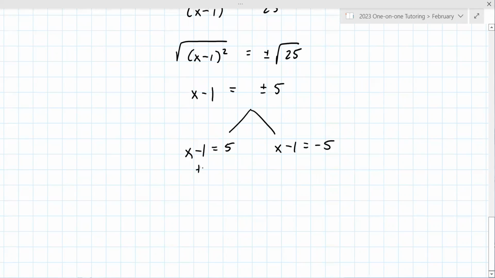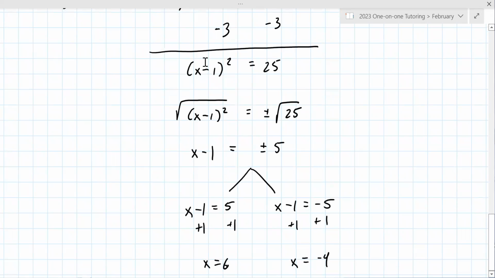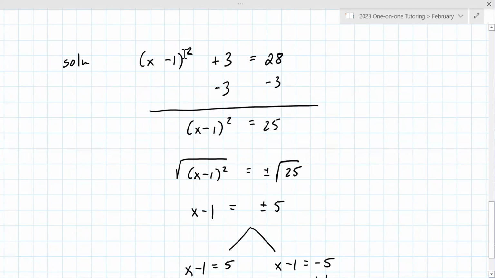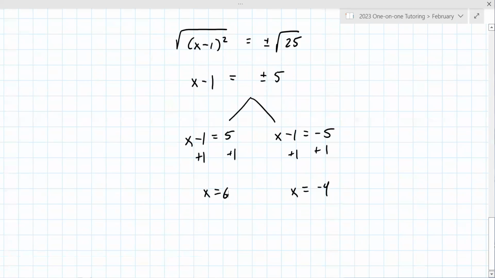When that happens, you're going to add 1 to both sides. x equals 6, x equals minus 4. Got it. So that's your case 1, case 2. So if there's just a single x, like I gave you in this problem, that's when you want to use the square root property. Let me throw another one at you here.